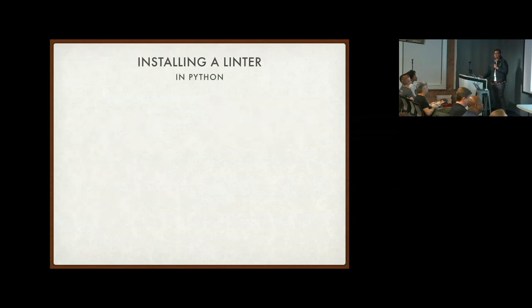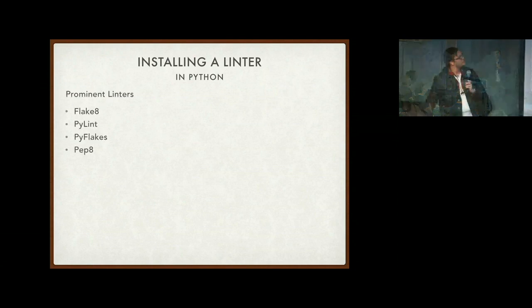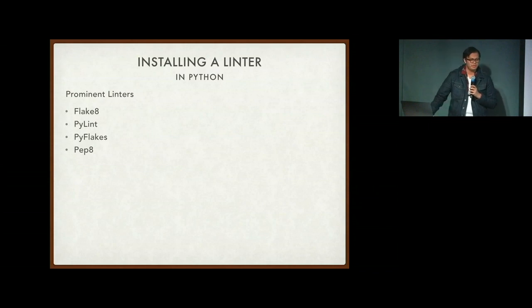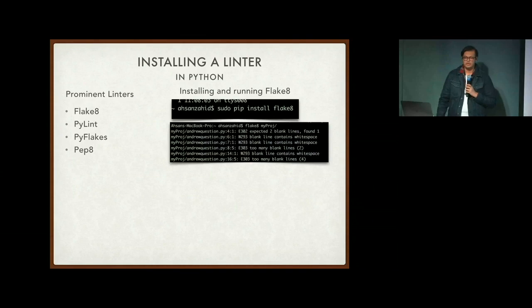So installing a linter in Python is pretty nice. There are a few prominent linters. Flake8 is one. There's Pylint. Flake8 is built on top of PyFlakes and pep8. Installing it is simple enough. You just do sudo pip install flake8. And to use it on the command line, you just run flake8 with a folder name, and it'll analyze it with the default rules or custom ones that you've set up.